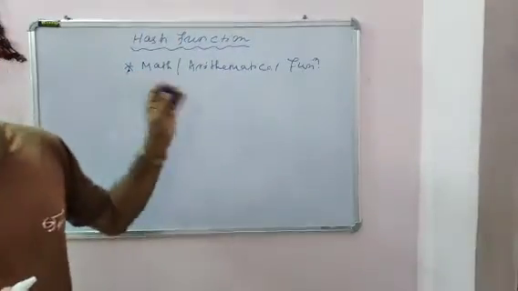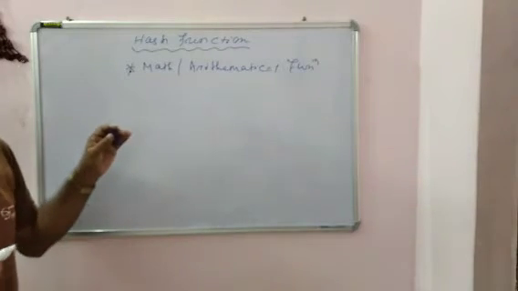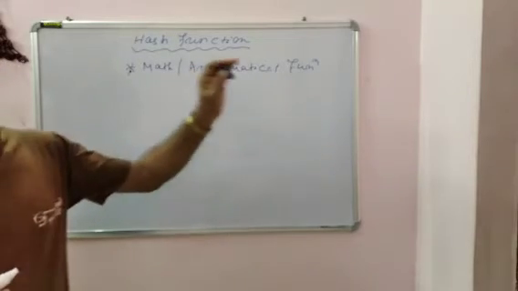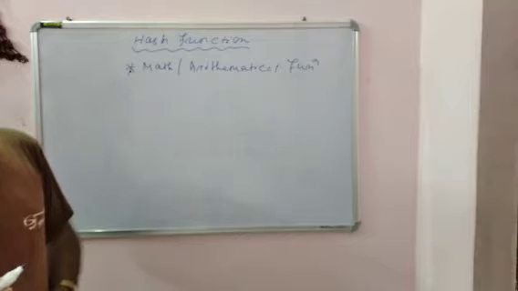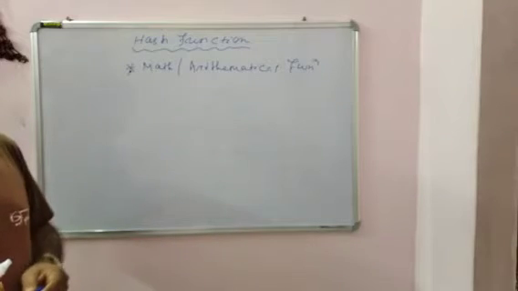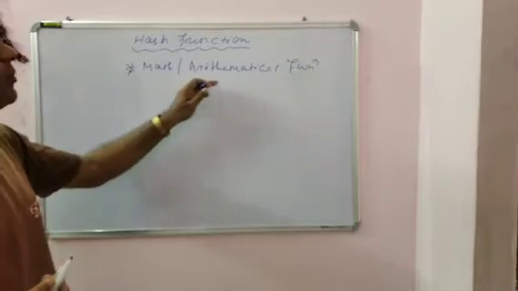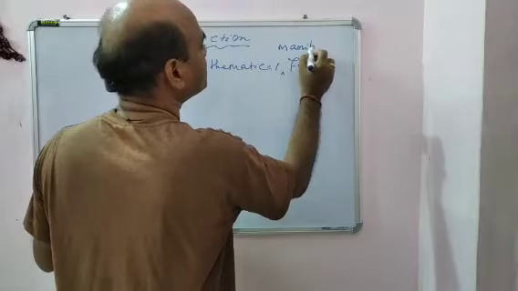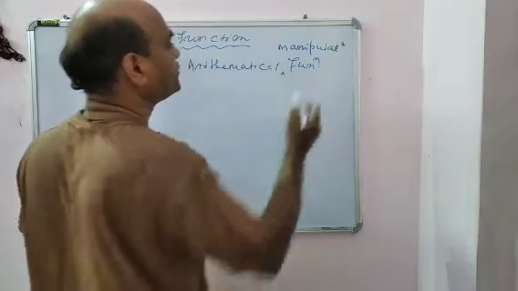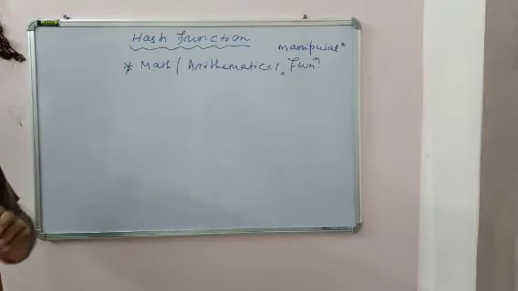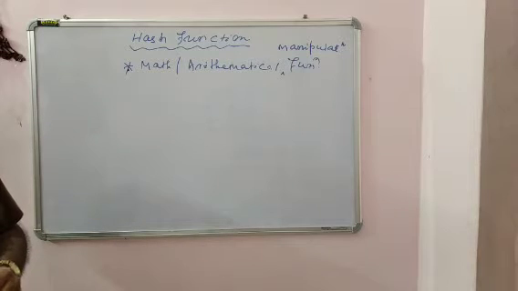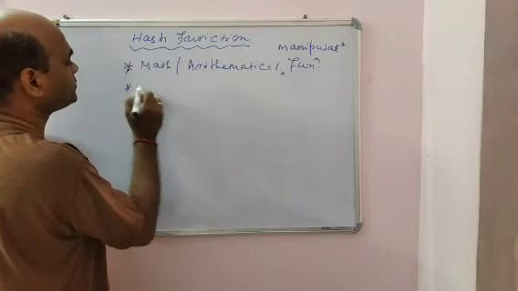This hash function accepts a key value and provides an address, a memory address. So it is an arithmetical manipulation function, and this function provides a storage location. Sometimes it is called a mapping function. It is also termed as mapping function.